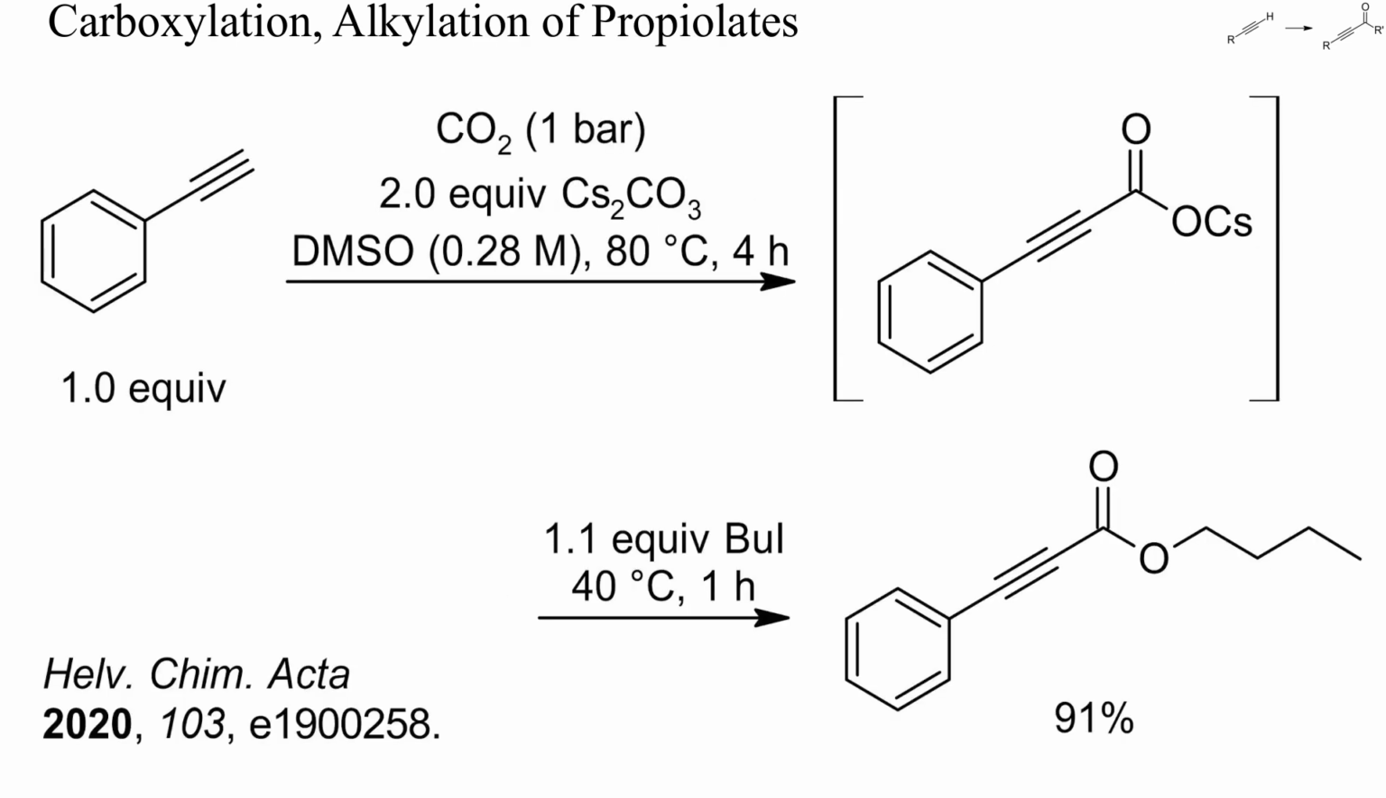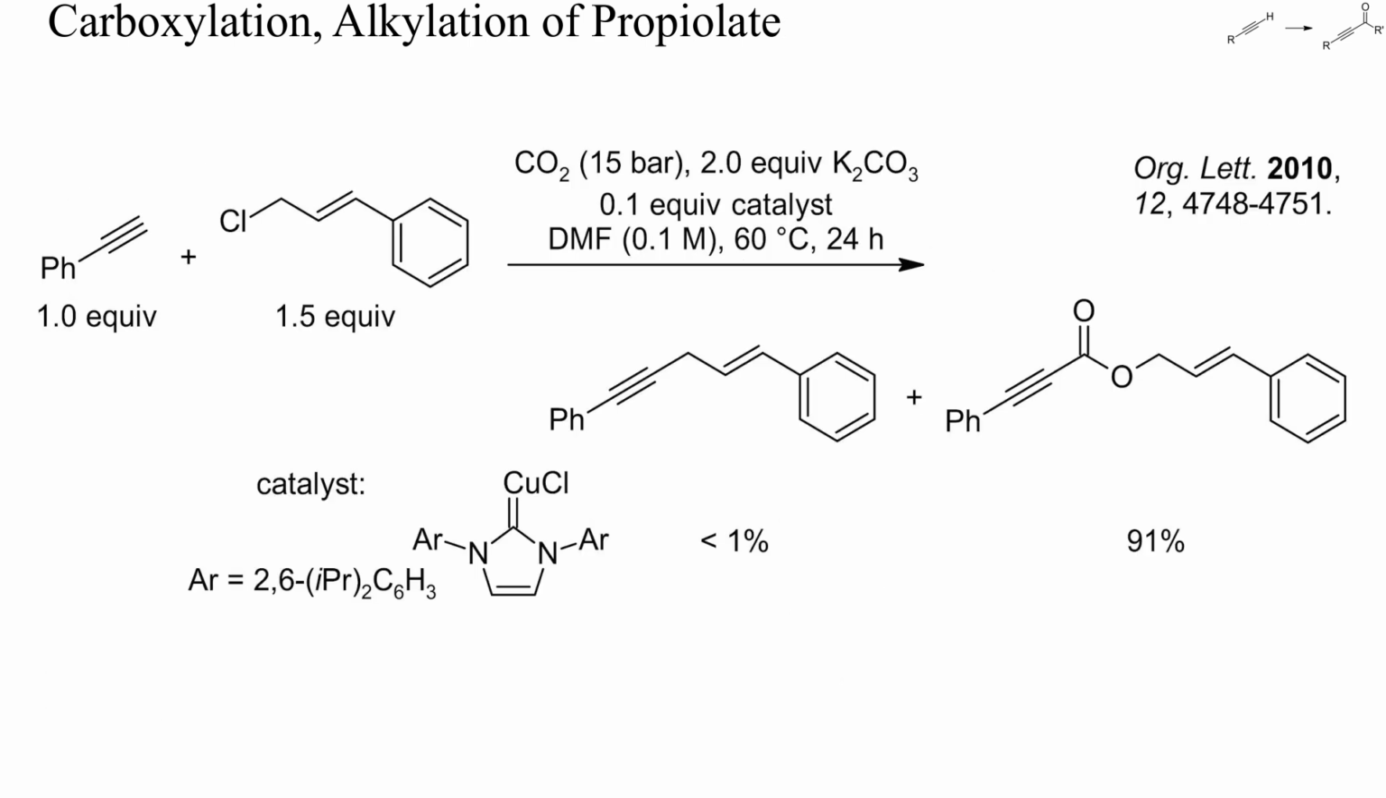This here is an example of the alkylation of an intermediate cesium propiolate. Carboxylates are not very nucleophilic, and their alkylation requires highly reactive alkylating reagents, such as alkyl iodides, triflates, or diazoalkanes. Allylic or benzylic chlorides can also be reactive enough to alkylate carboxylates.